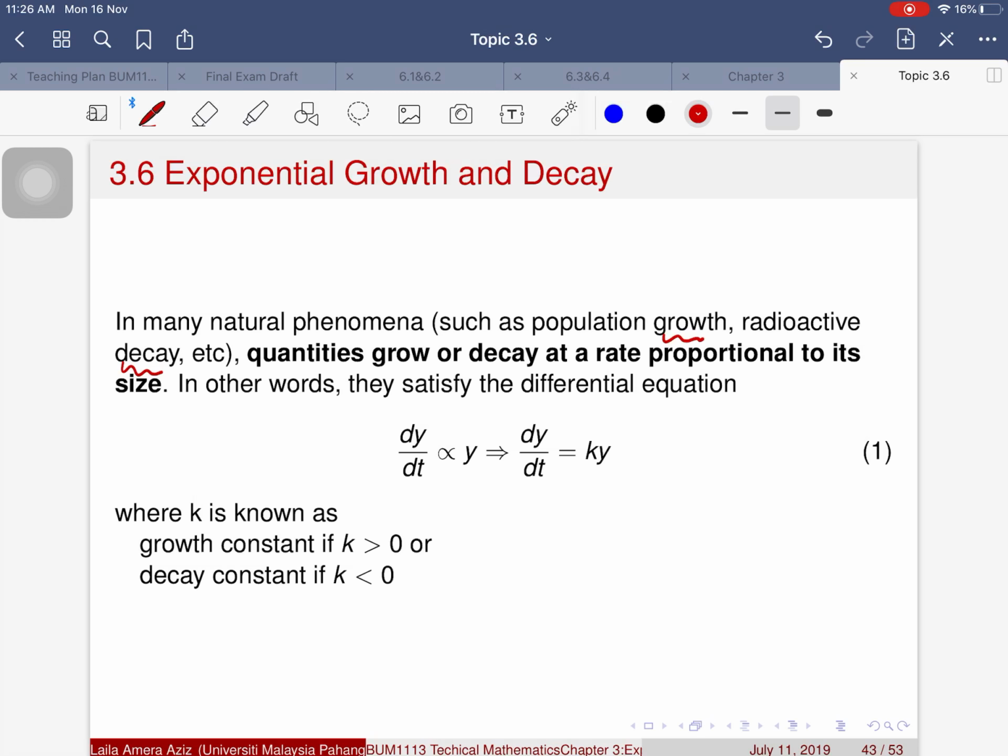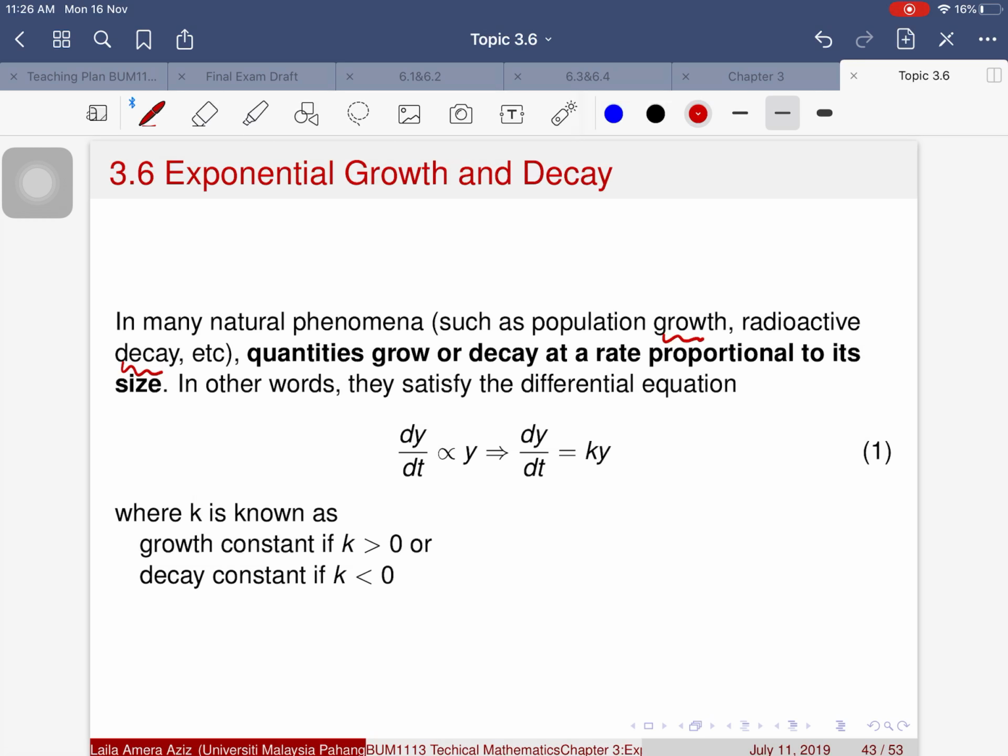And in terms of decay, what is decay in Malay, by the way? In Malay, decay is reput. Like, you know that what happens to radioactive material over time is that the radioactive components will decay. Decay means the amount will become less and less after time. So that is called decay.